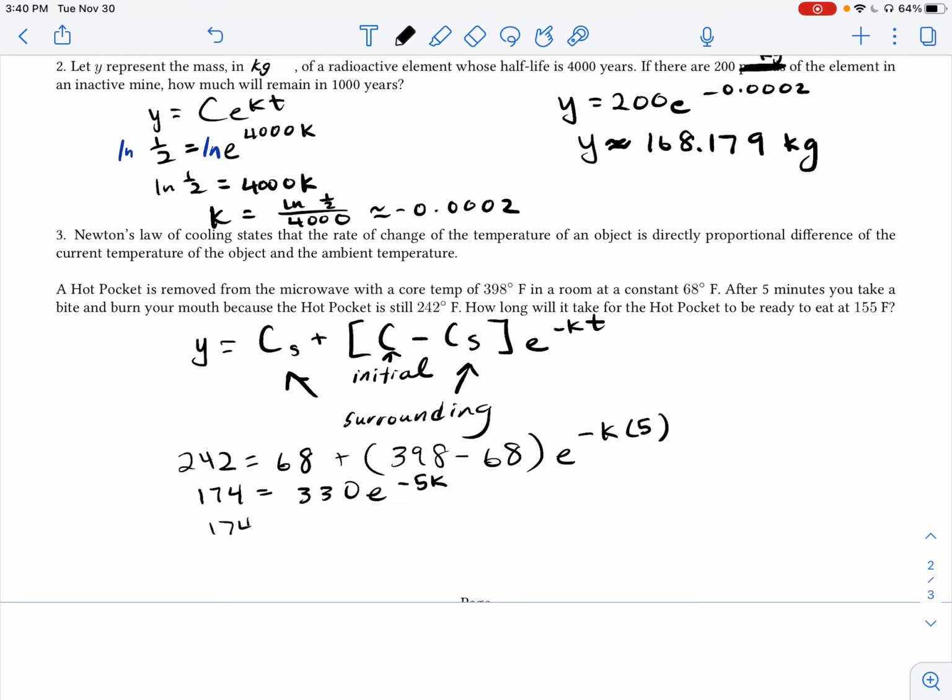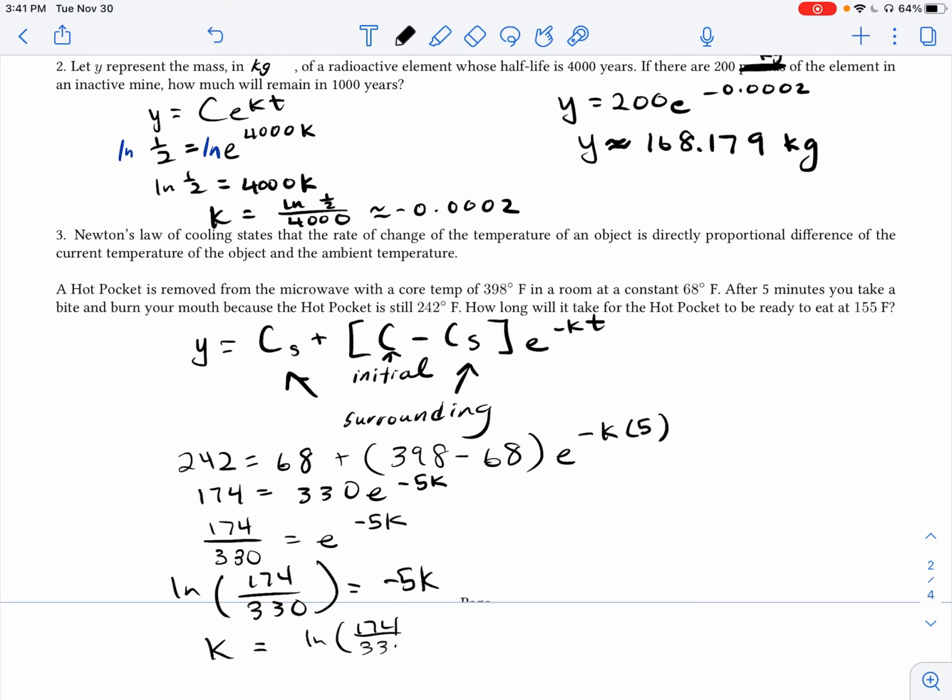So let's get that constant by itself. We can take the natural log of both sides, which then gives me the natural log of 174 over 330 is equal to negative 5k. And then k is equal to the natural log of 174 over 330, all of that divided by negative 5. So now that we have that, let's plug that back in.